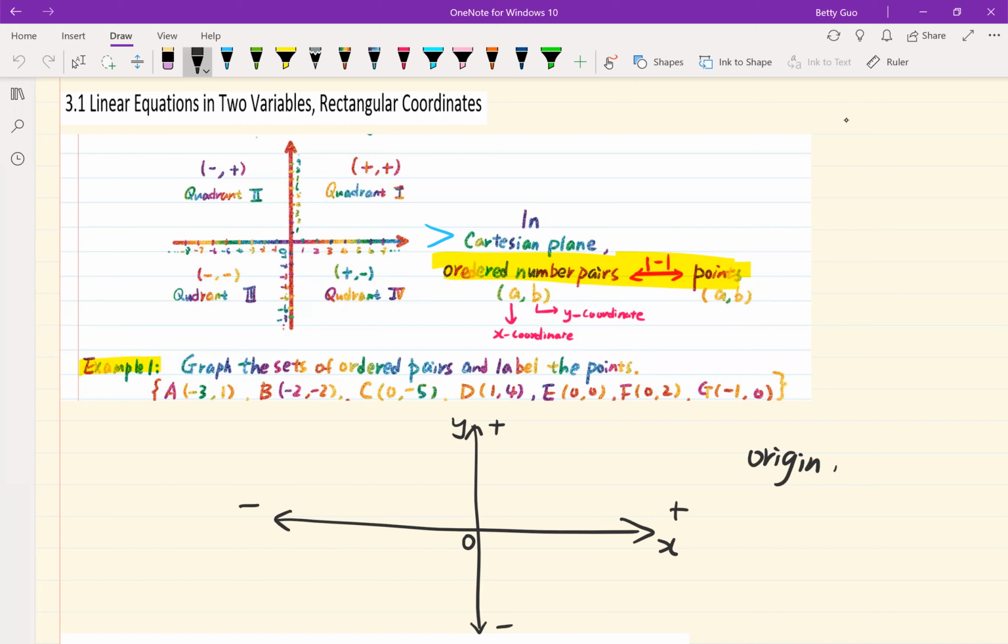For convenience, we divided the whole two-dimensional space into 4 parts. This is part 1. This is part 2. We follow the counterclockwise. This is part 3. This is part 4. Part 1 we call quadrant 1. And this is quadrant 2. This is quadrant 3. And the right bottom, that part is quadrant 4.